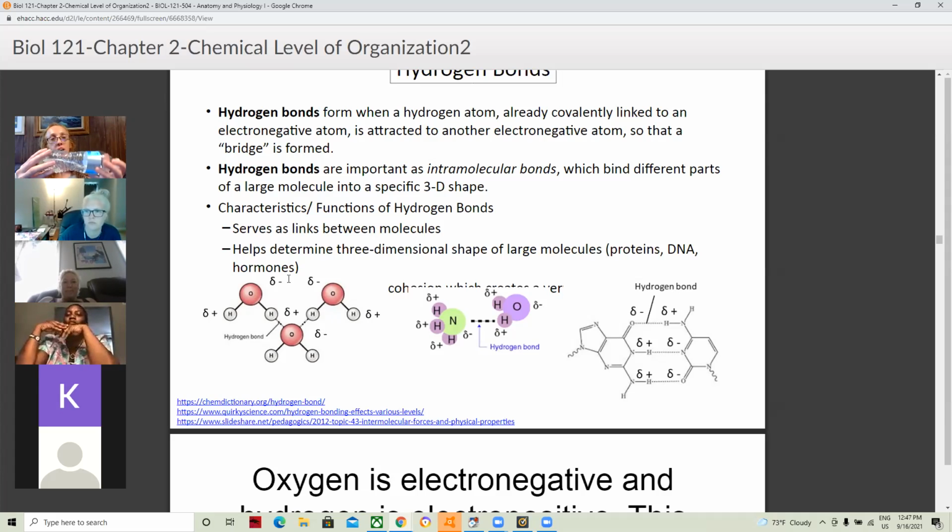So water is held together by the hydrogen bonds within it. If it didn't have hydrogen bonds holding individual water molecules together, it would become a gas, and it would immediately vaporize. We'll talk more about that in a second.